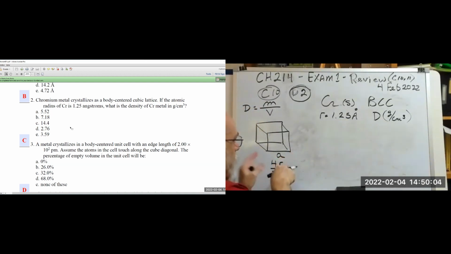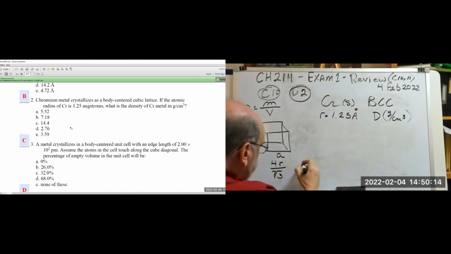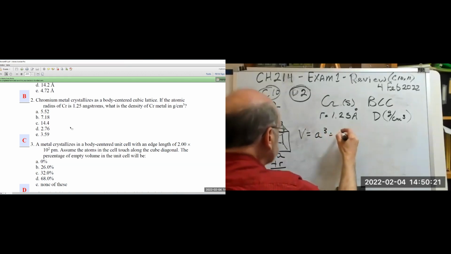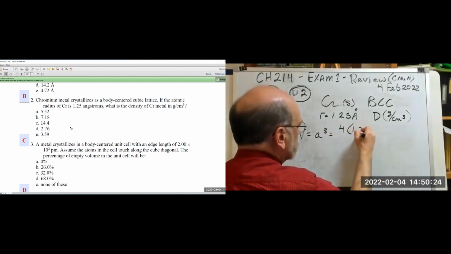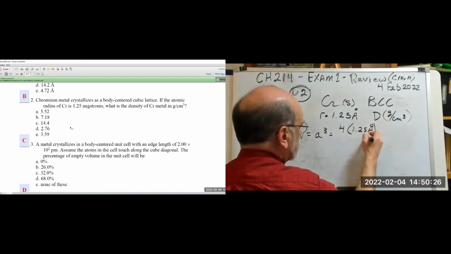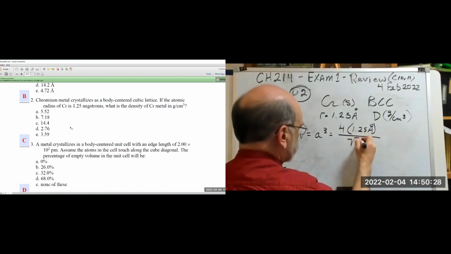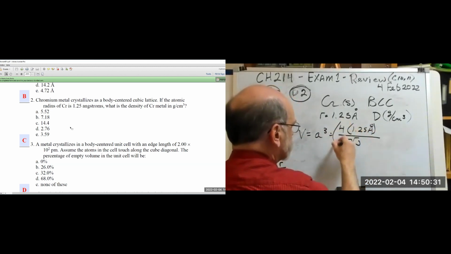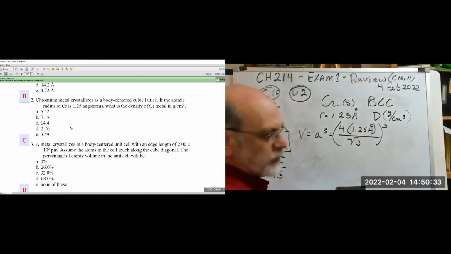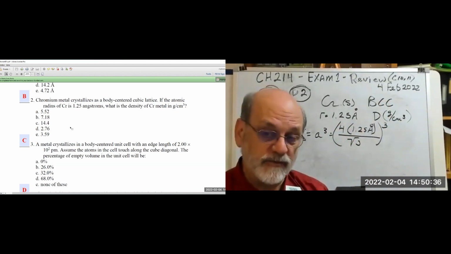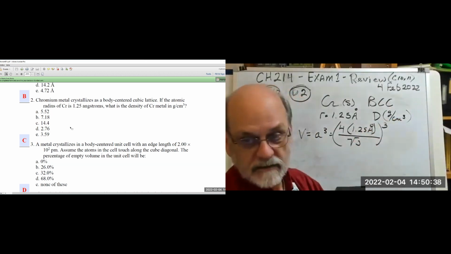Okay? So what's the volume of that cube? The volume of the cube is a cubed. So we would take r and put it in here. Well, the volume is equal to a cubed, which is equal to 1.25 angstroms divided by square root of 3, and that is cubed. That's the volume in angstroms. But we need it in cubic centimeters.